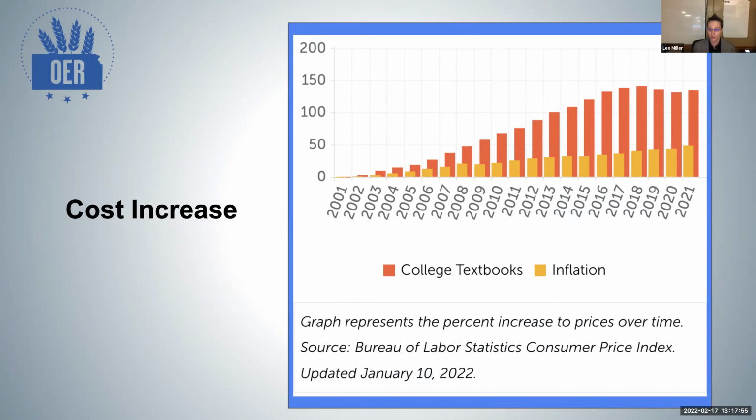But this is just a graph of something that she noted, college textbooks versus inflation. It really shows a picture demonstration of what we're talking about here. And you can notice during the COVID time how it starts to rise a little bit in 2021. This is what we're talking about.